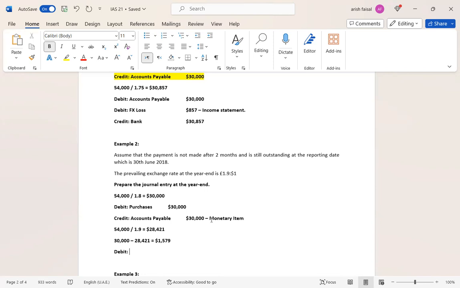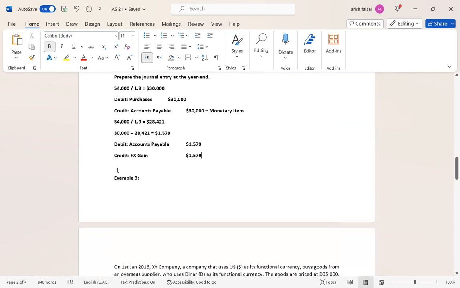Okay. And so debit would be your accounts payable because now I have to reduce its value. And this reduction of $1579 will be considered to be your foreign exchange gain. And this will also be recorded in your income statement. Okay.